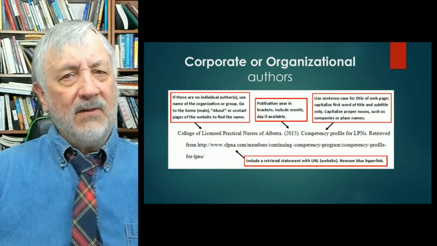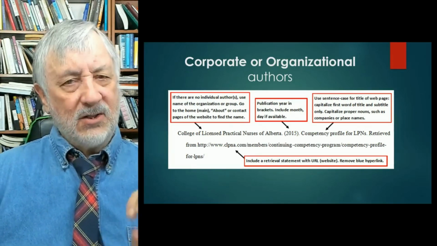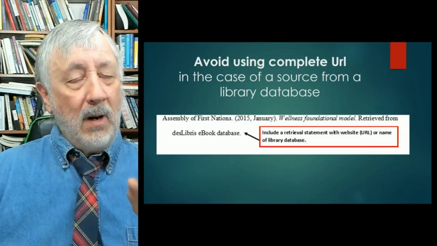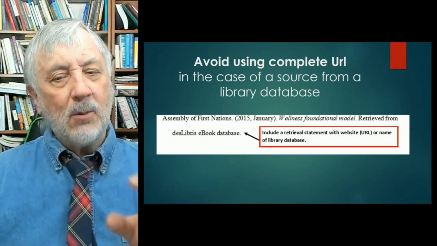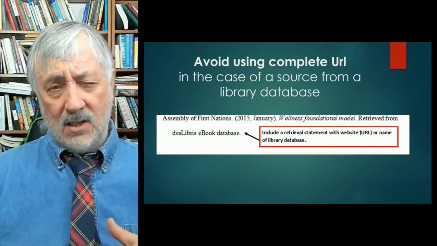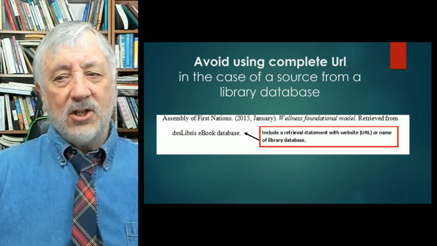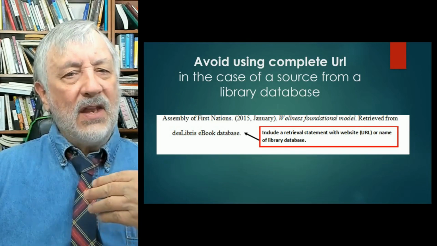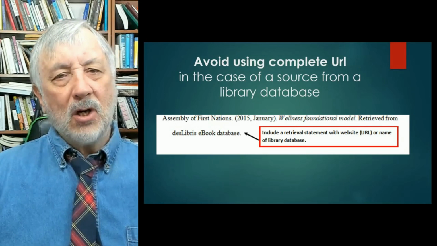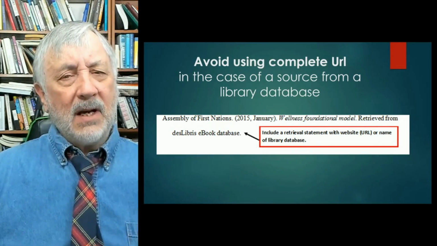This was retrieved not behind a paywall, but from the open internet. So they published it for general consumption. In the case of a source from a library database, you avoid using the complete URL because that's like 5 lines sometimes, and your reader can't get to it anyway. You just say the name of the database in which you found it. In this case, the Libris ebook database, or it might be another popular database such as ProQuest.